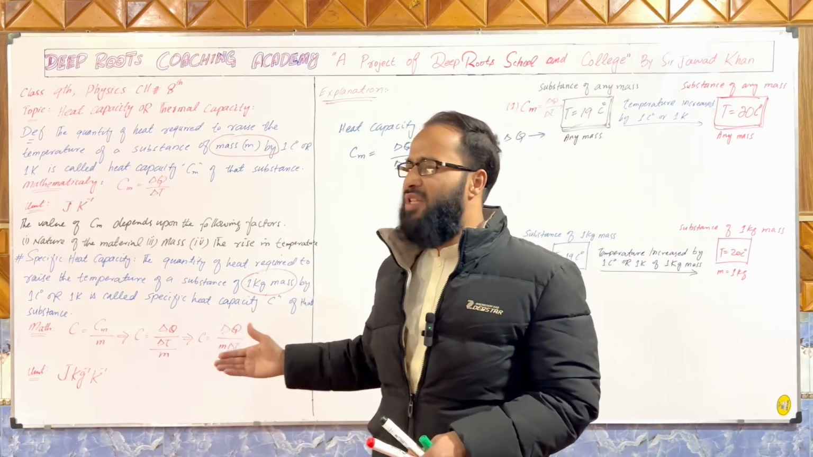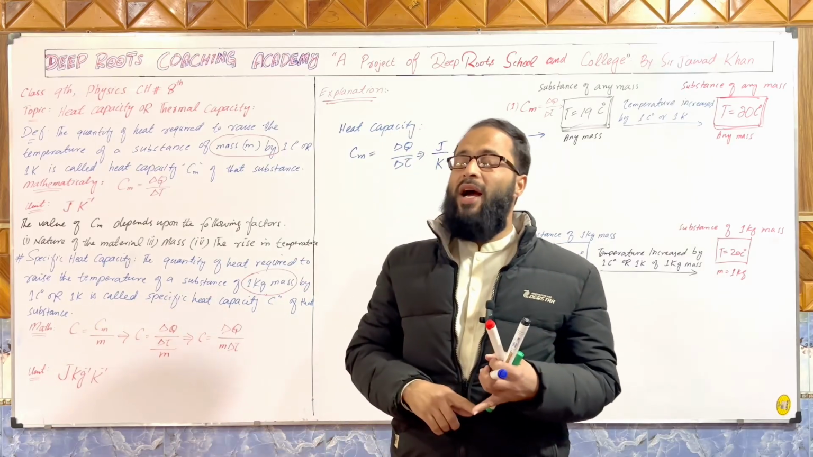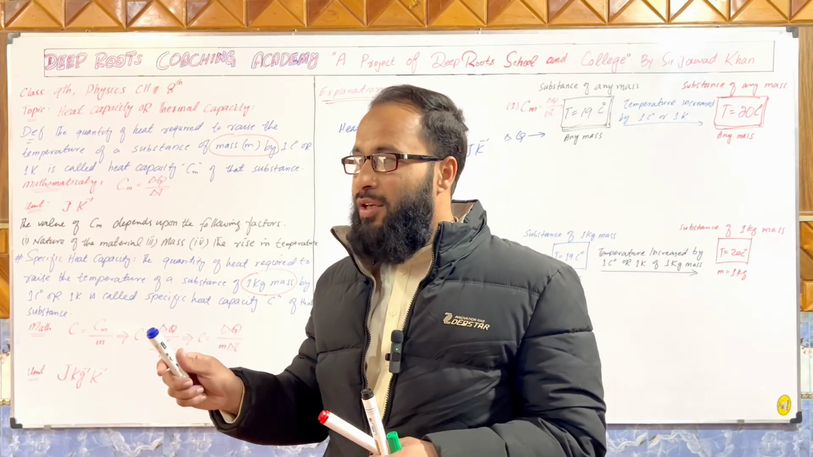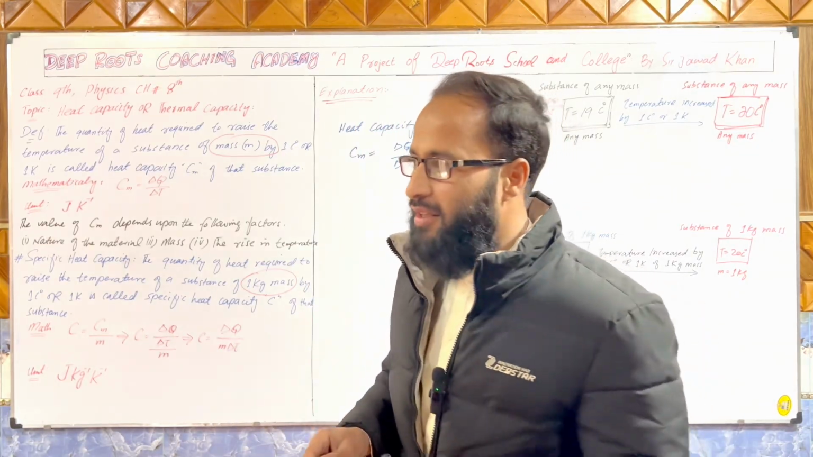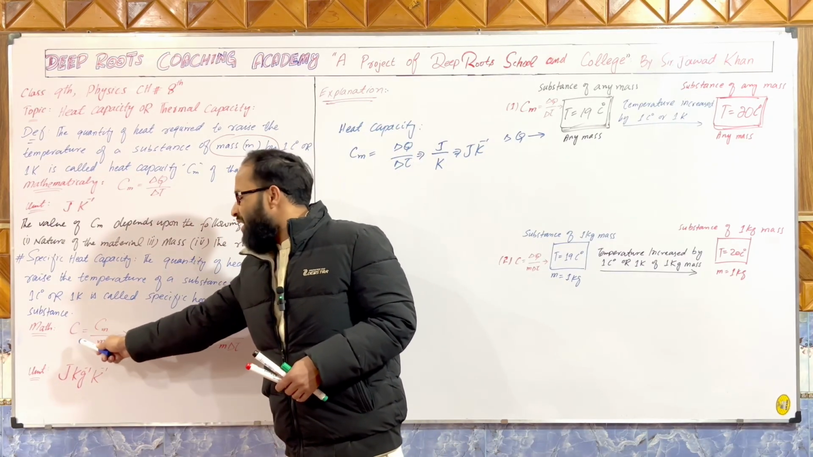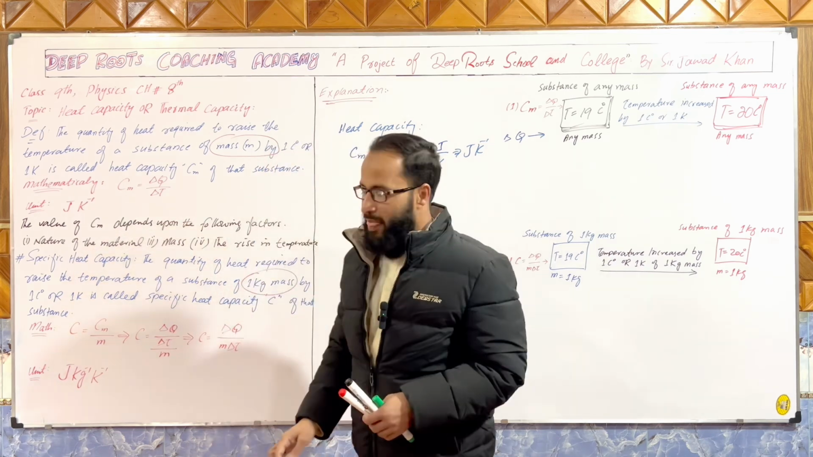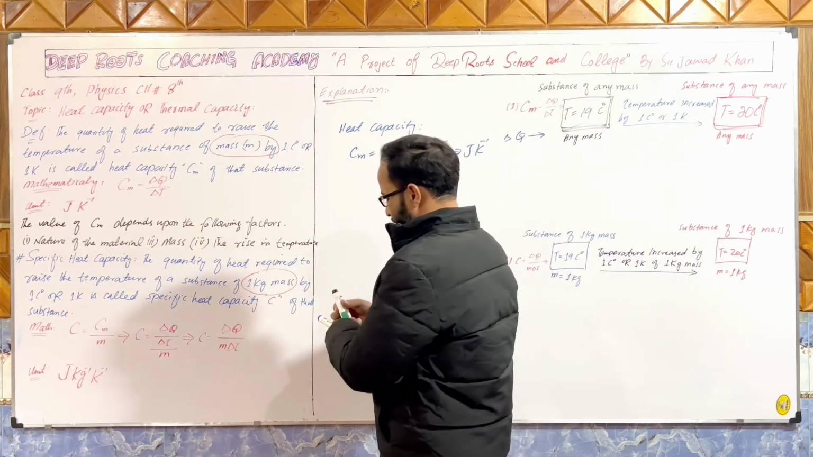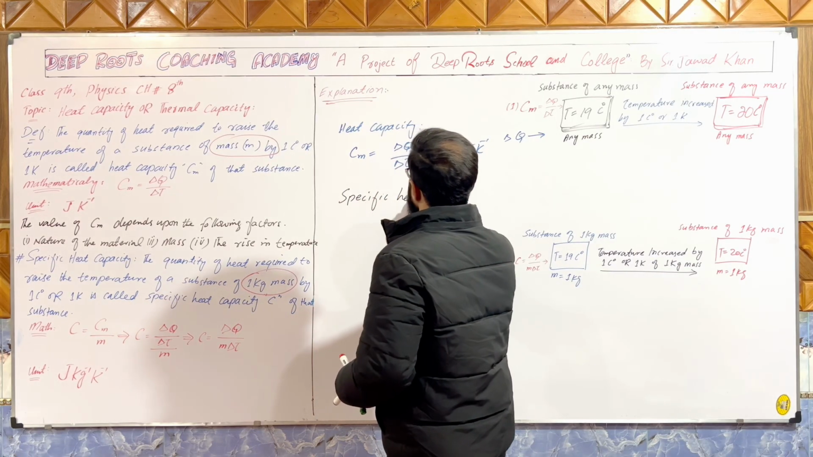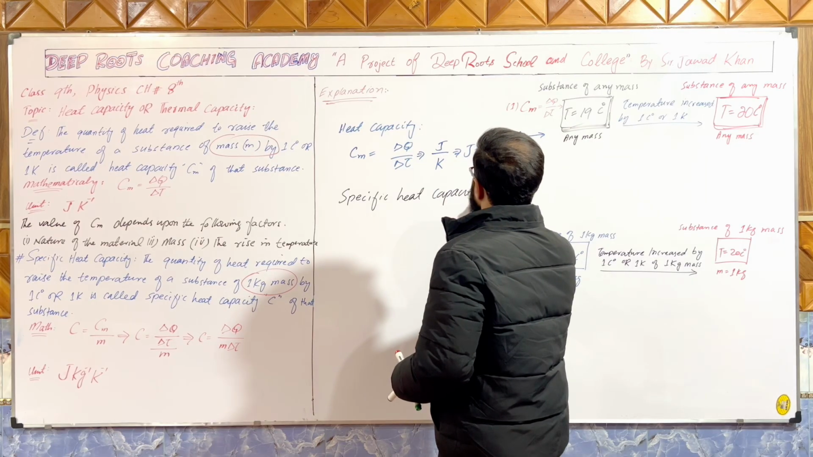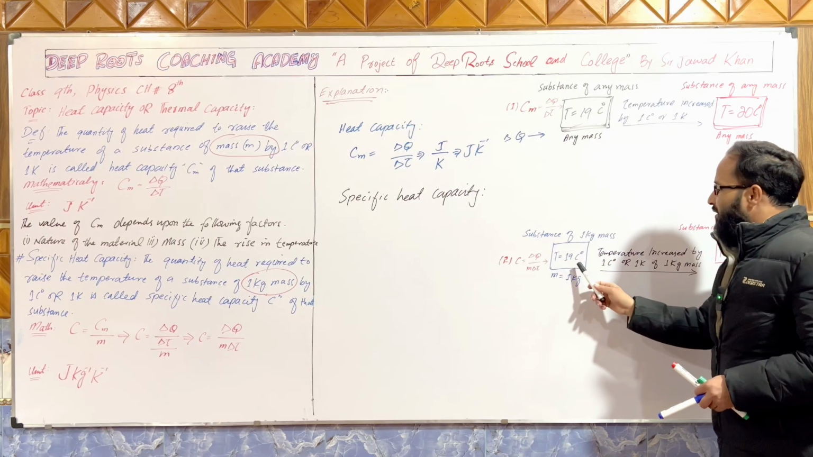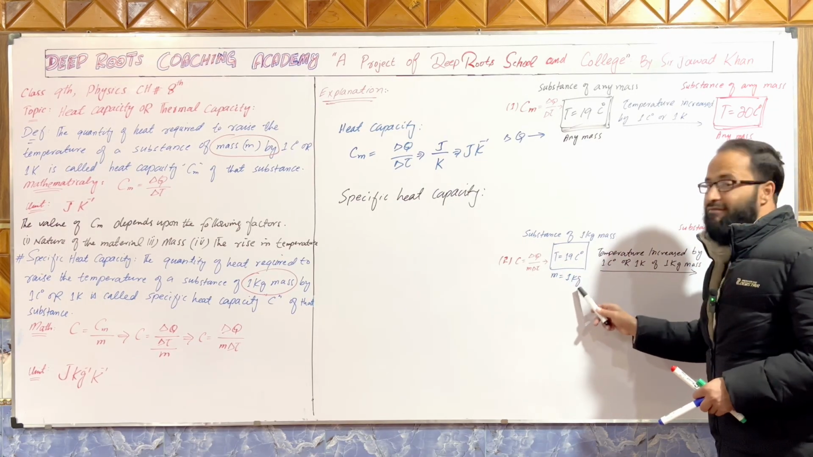The specific heat capacity is defined as the heat required to raise the temperature of 1 kg of mass of a body by 1 degree centigrade or 1 Kelvin, and it is represented by C. C is equal to Cm by M. So here I must explain that as well, the specific heat capacity.